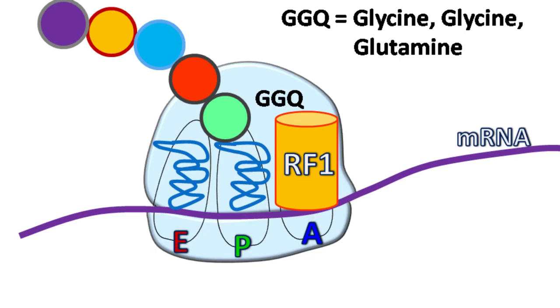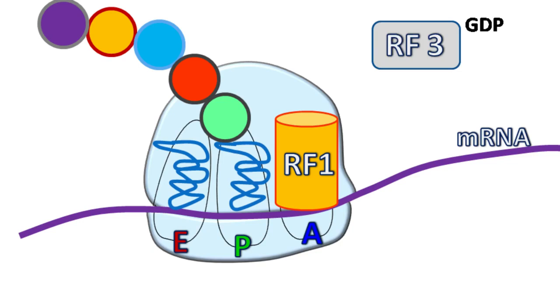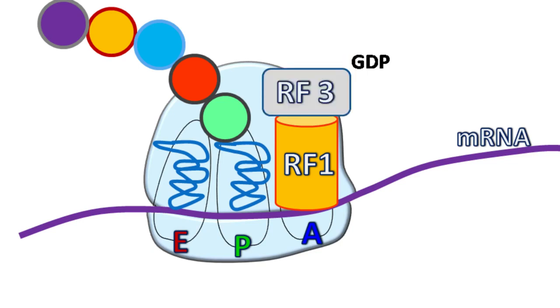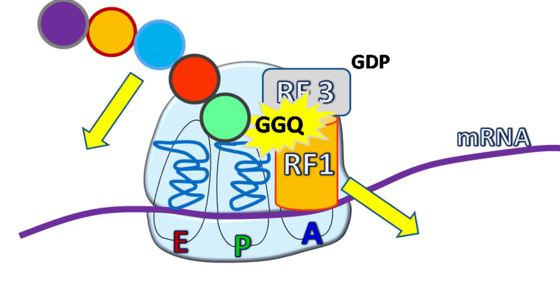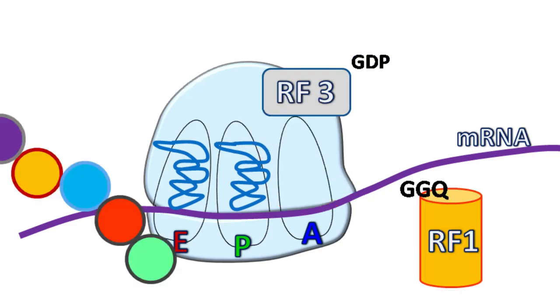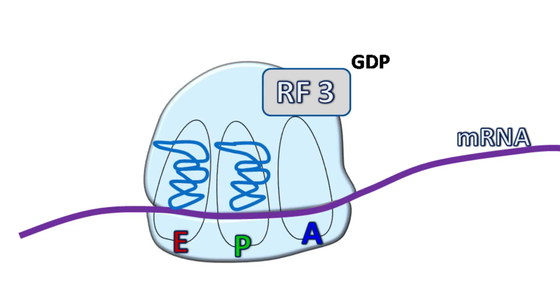The amino acids glycine-glutamine present in RF1 help in the release of the polypeptide chain from the ribosome. This release is triggered when GDP-bound RF3 gets associated with RF1. In the next step, GDP is replaced by GTP, which finally releases RF3.